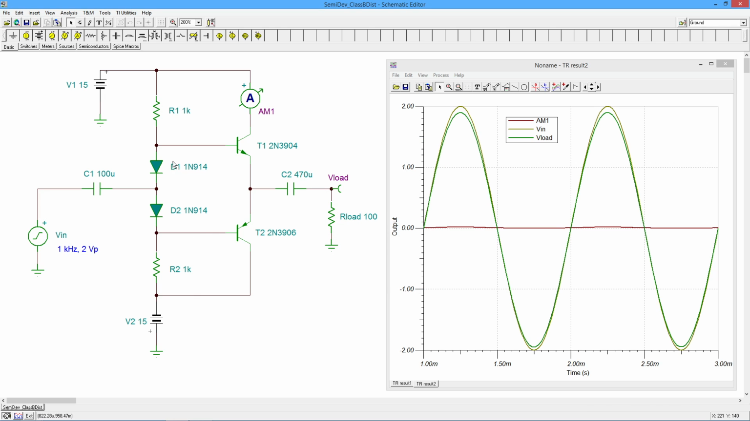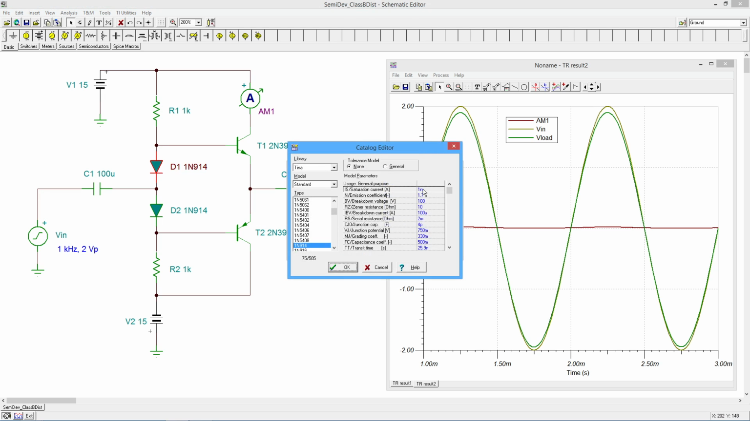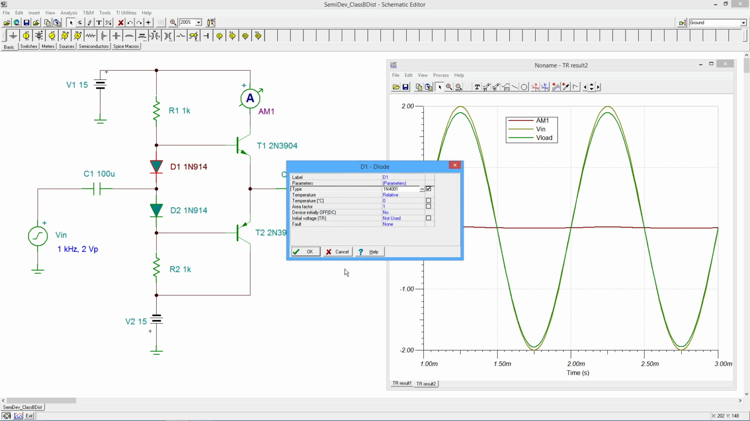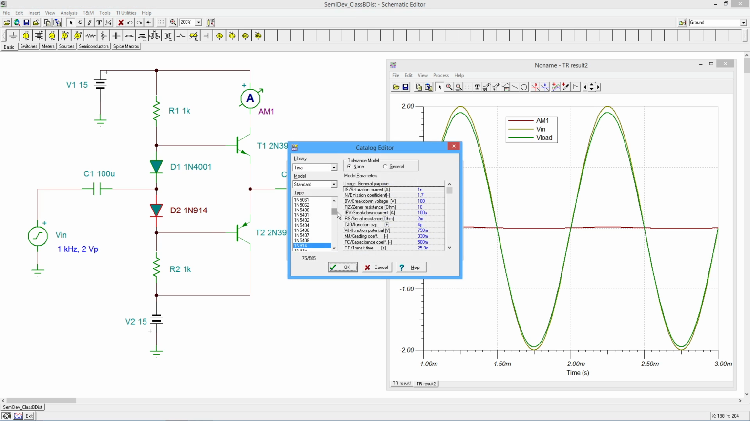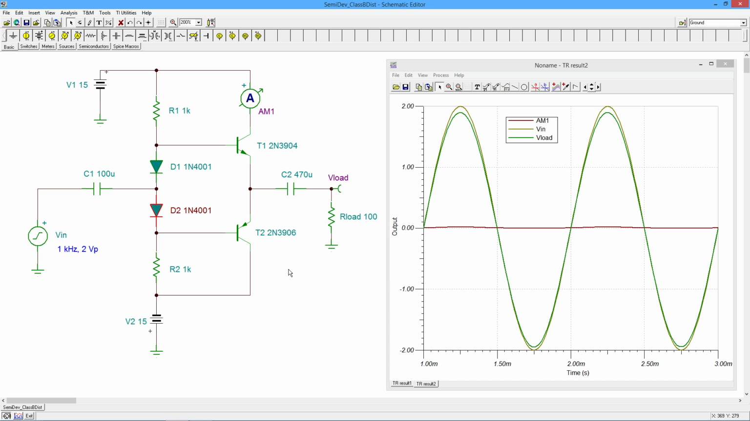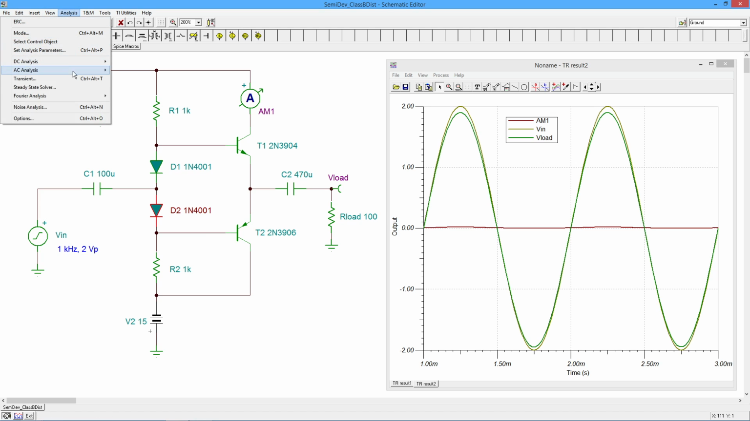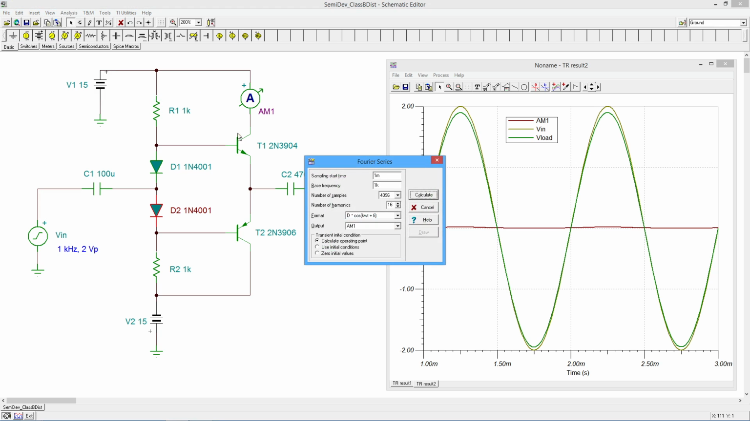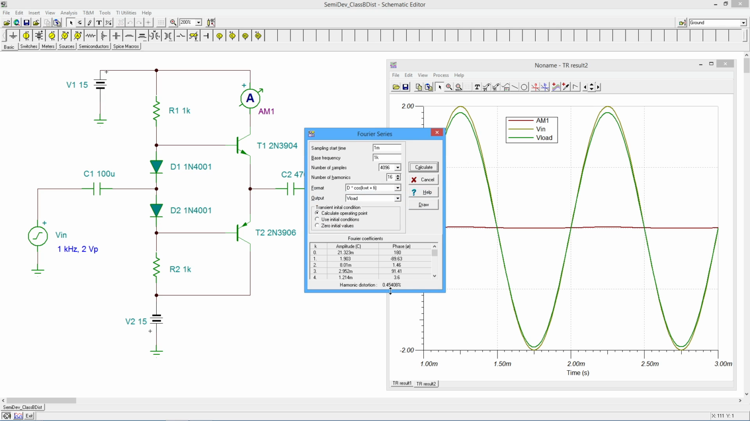As I said, we might have a better match on these diodes compared to the transistors. So the 914 isn't bad. What else might you have kicking around in your lab? Well, you might have some 4000 series rectifying diodes. So let's go and alter those guys. Some 4000 ones. This is actually a worse match than the 914 is. All right, let's see what happens with the distortion. Grab V load, calculate. And there we are, we went from 0.36 to 0.45.